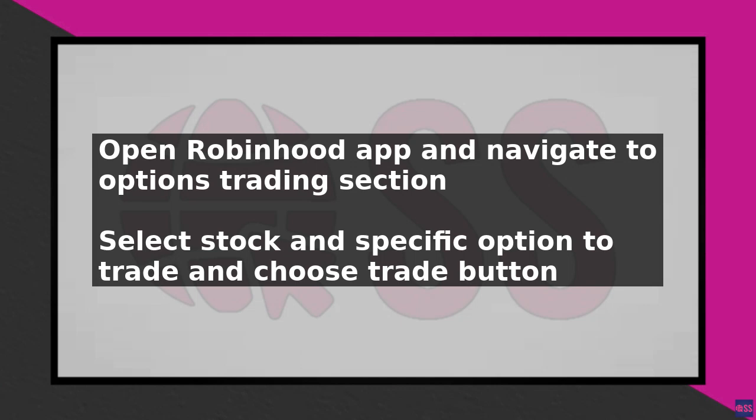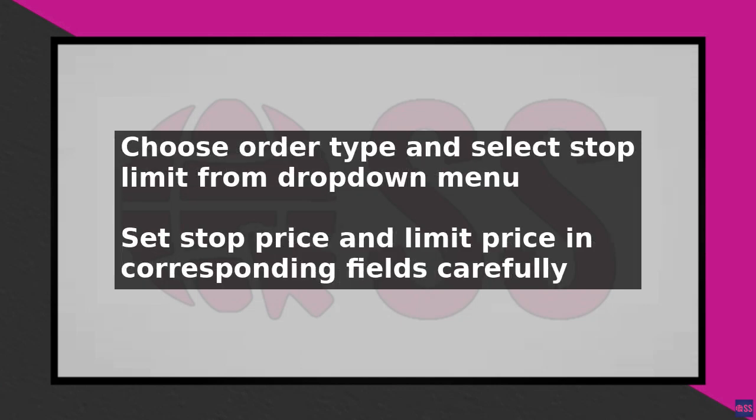A stop limit order is a type of order that becomes a limit order when the stock reaches a certain price, known as the stop price. The limit price is the price at which you want to buy or sell the option. For example, if you own a call option and you want to limit your losses if the price drops, you can set a stop limit order to sell the option at a certain price. If the stock price reaches the stop price, the order becomes a limit order to sell the option at the limit price.